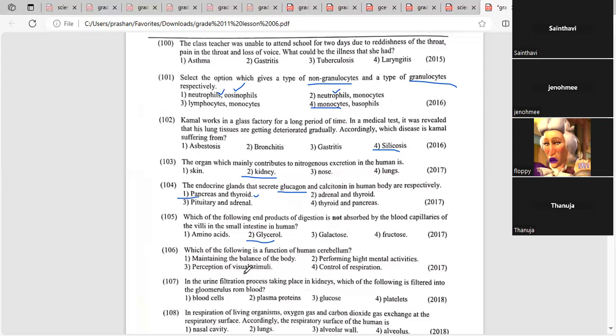Then, which of the following is a function of cerebellum? Cerebellum. Okay, I told you this when we revised the lesson. Function of cerebellum. Maintain the balance of the body. Yes, that is correct. Then performing high mental activities. No. Perception of visual stimuli is also not a function of cerebellum. And control of respiration, that is medulla oblongata. Therefore, maintaining the balance of the body, that is the function of cerebellum.